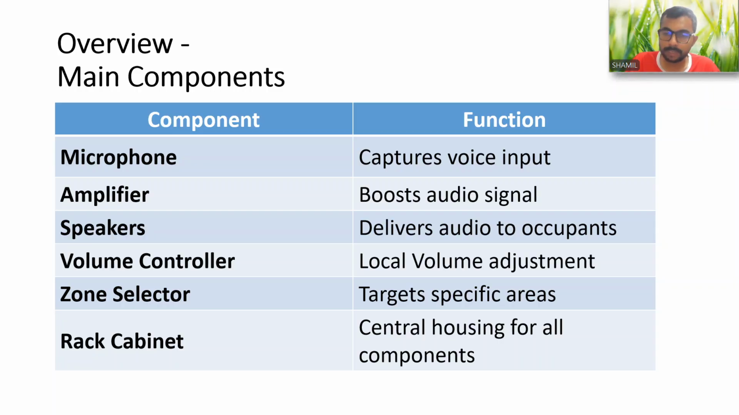The third one is the speakers. Speakers deliver the audio signals to the occupants. The function of the volume controller is local volume adjustment. Then we have the zone selector, which targets specific areas. Then we have the rack cabinet. The rack cabinet is for housing all the equipment. It's a central housing for all the components. That's why we have the rack cabinet. All the components we have mentioned will be placed inside a cabinet. So these are the main components of a public address system. In the coming slides, we'll be discussing each component in detail.